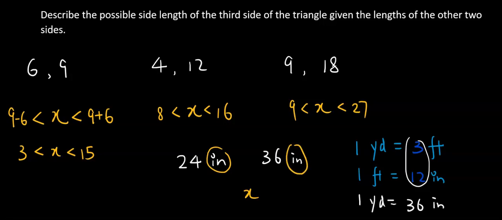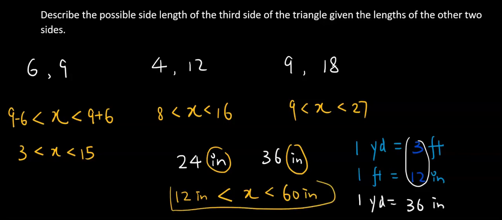Now we can say x is going to be greater than the difference. 36 minus 24, that is 12 inches. It's going to be less than the sum. 36 plus 24, that is 60 inches. Now we call it all done.